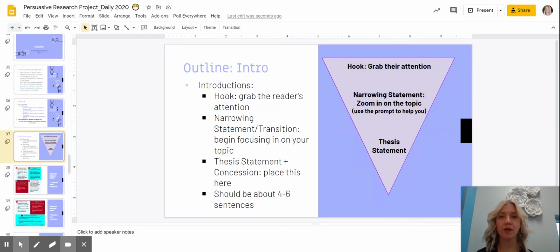Hello, everyone. Today I'm going to talk to you about our introductions and our conclusions. You'll want to have your packet out, whether that be digitally or by hand, okay? And we're going to be on page 6 and 7 of this packet from the year. So let's talk about introductions.